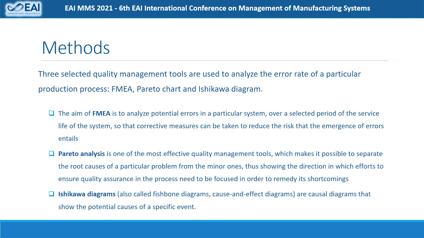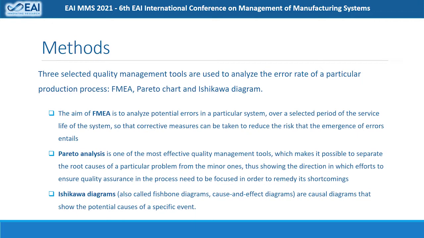Secondly, Pareto analysis is one of the most effective quality management tools, which makes it possible to separate the root causes of a particular problem from the minor ones, thus showing the direction in which efforts to ensure quality assurance in the process need to be focused in order to remedy its shortcomings. The Pareto chart was first used in quality management by Joseph Moses Juran. According to Douglas Montgomery, the Pareto chart does not automatically identify the most important defects, but only the most frequent.